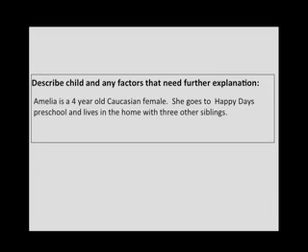This is also where you would want to lead in with a description of the child. So when I'm reading these, after you all start doing this, what I hope to see in this section is: Amelia is a 4-year-old Caucasian female. She goes to Happy Days preschool. She lives in a home with 3 other siblings. And then that gives me a little bit about her.